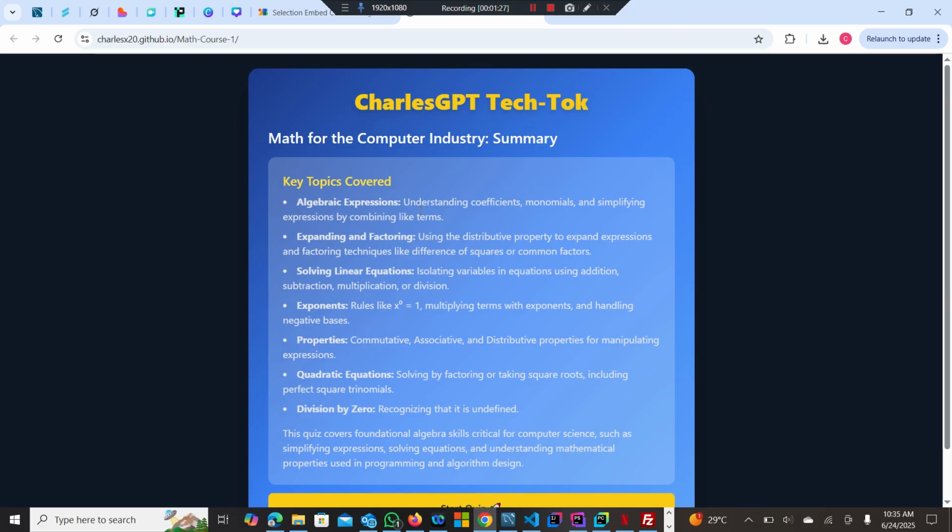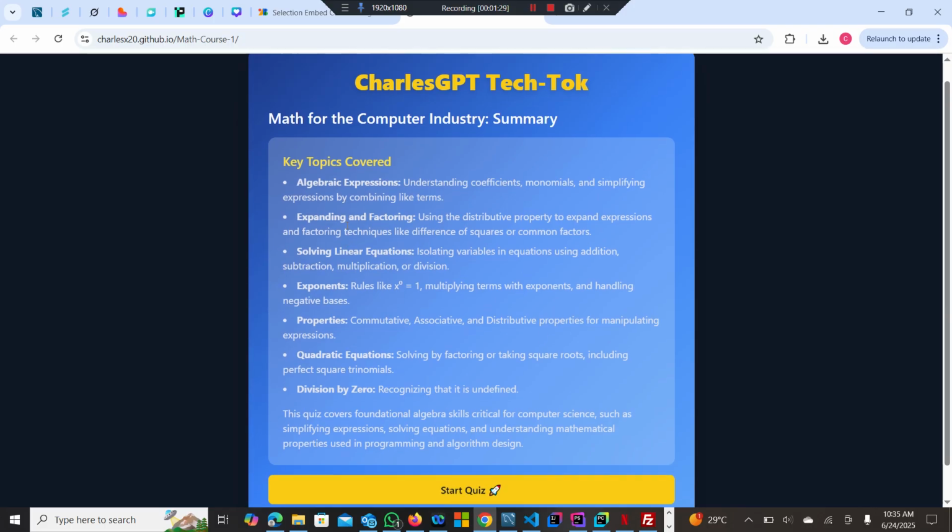The key topics covered: algebraic expressions, understanding coefficients, monomials, and simplifying expressions by combining like terms; expanding and factoring, using the distributive properties to expand expressions, and factoring techniques like difference of squares or common factors; then solving linear equations, isolating variables in equations using addition, subtraction, multiplication, or division.